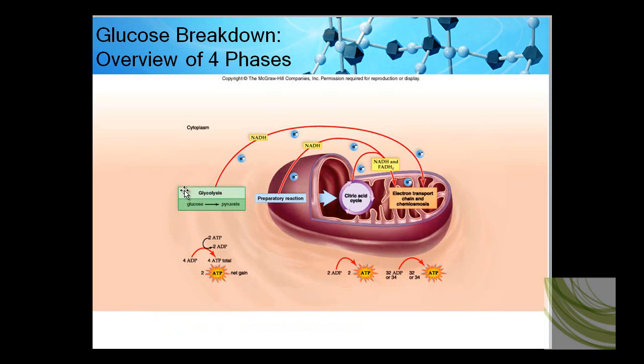Glycolysis occurs outside the mitochondria in the cytoplasm of the cell. All right? And the prep reaction takes the product, pyruvate, from glycolysis and converts it into acetyl coenzyme A. And so that's done at the membrane of the mitochondria, the entrance, before it gets in. And then the Krebs cycle and the ETS occurs inside the mitochondria.